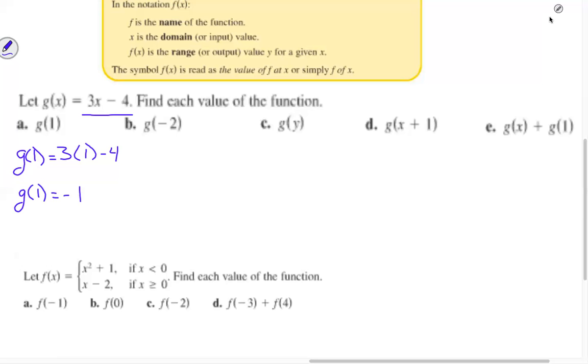Easy enough? Now, here's the thing that brings it all together. This is an ordered pair. The ordered pair is 1, negative 1. Cody, you with me? Yeah. So g of negative 2, well, now I just replace the x with negative 2. So I do 3 times negative 2 minus 4. So g of negative 2 is negative 10. So that point is negative 2, negative 10.